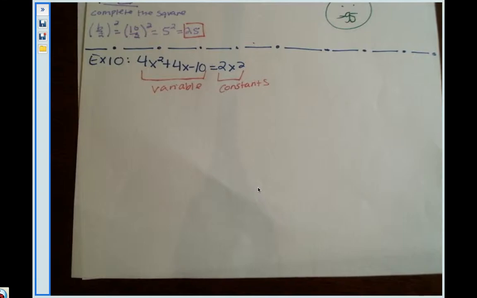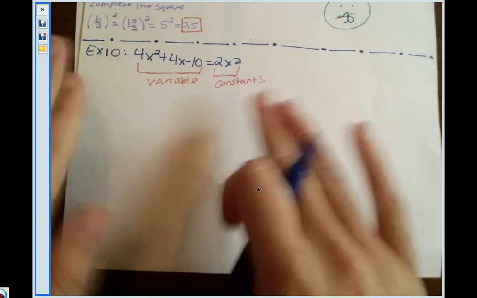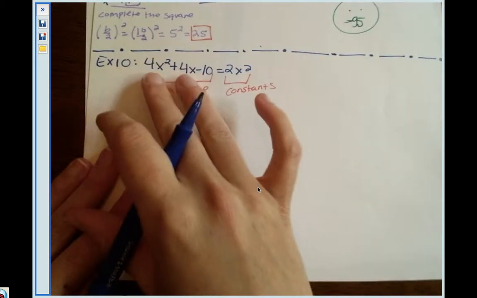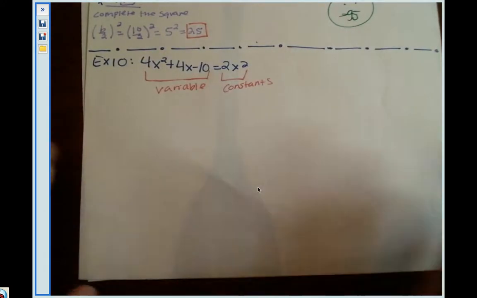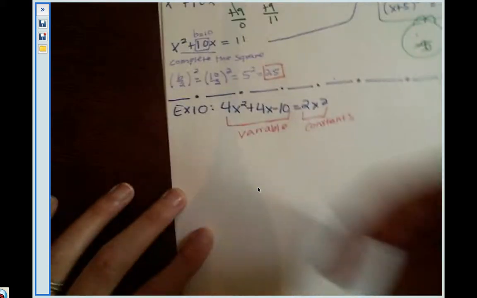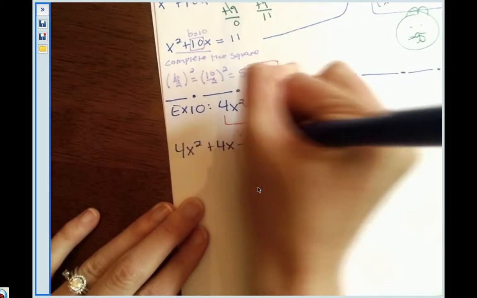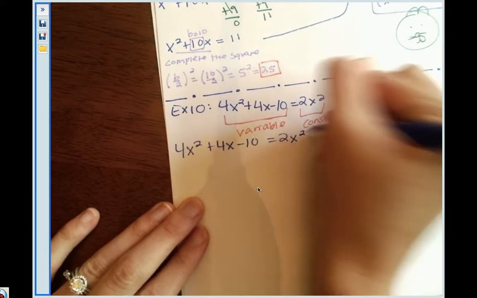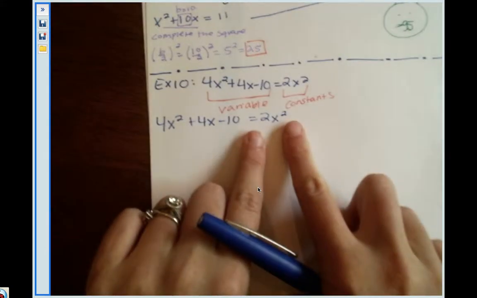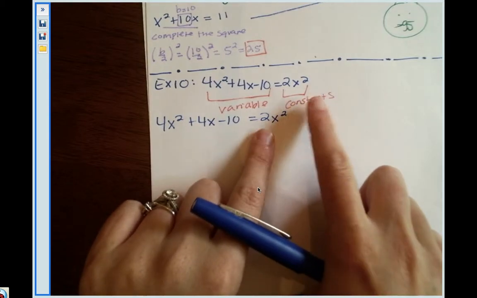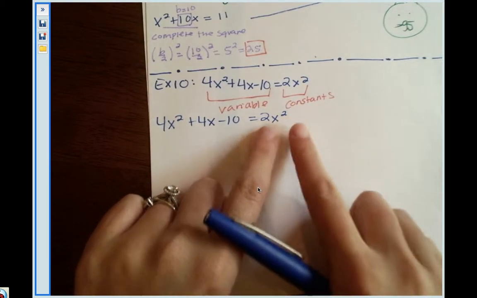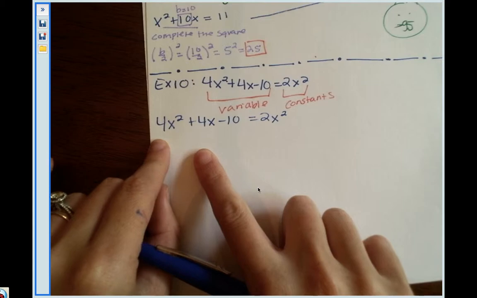So I'm gonna move all my x's to one side and all the things without x's to the other side. I'm gonna rewrite this first since it blocked me from doing any math work. So 4x squared plus 4x minus 10 equals 2x squared. I spot an x, which is not allowed to be on this side. This is my constant side. So I'm going to move my 2x squared to the other side.